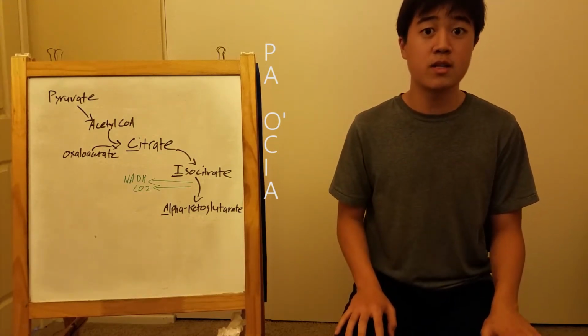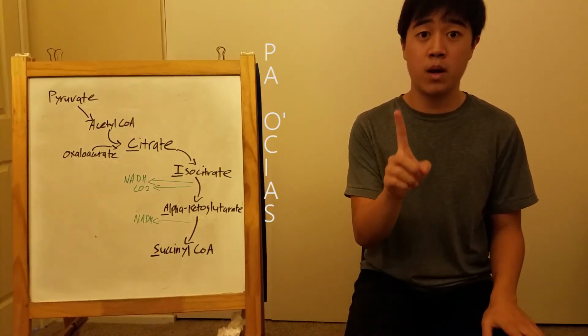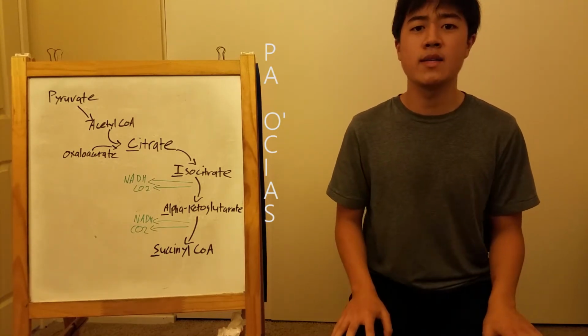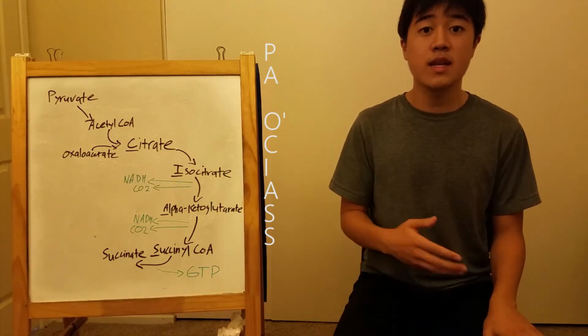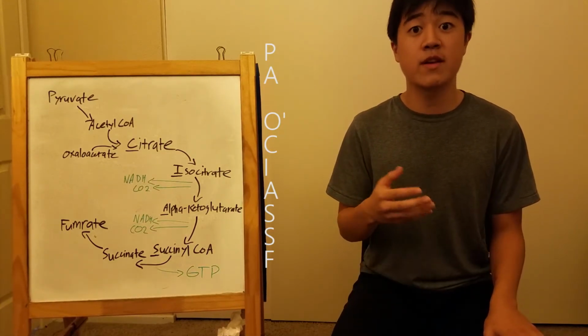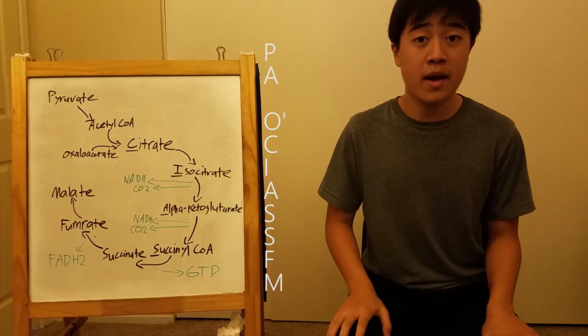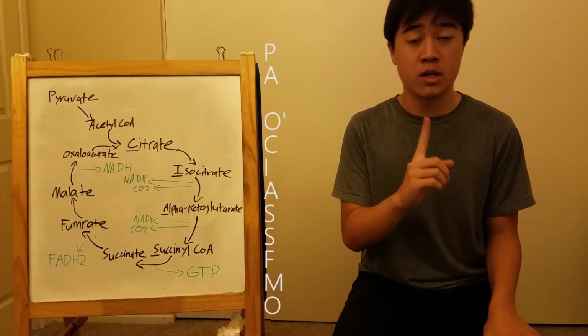Alpha-ketoglutarate is then converted into the first S, succinyl-CoA. And this reaction again produces one molecule of NADH and one molecule of CO2. Succinyl-CoA is then converted into the second S, succinate, which creates a molecule of GTP. Succinate is then converted into F, fumarate, which eventually yields the molecule FADH2. Fumarate is then converted into M, malate, which is then converted into O, oxaloacetate, creating one more molecule of NADH.